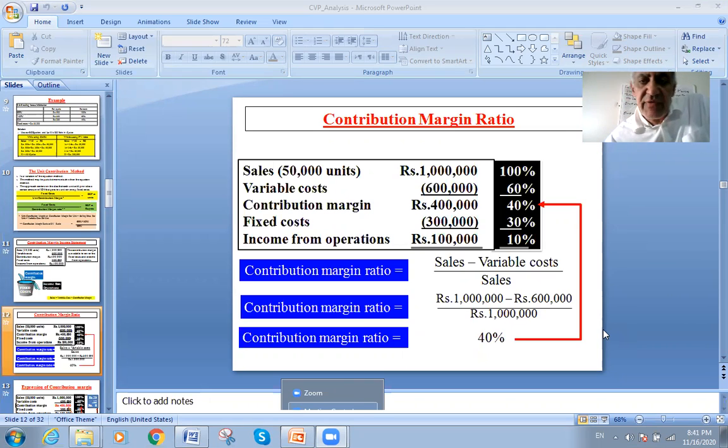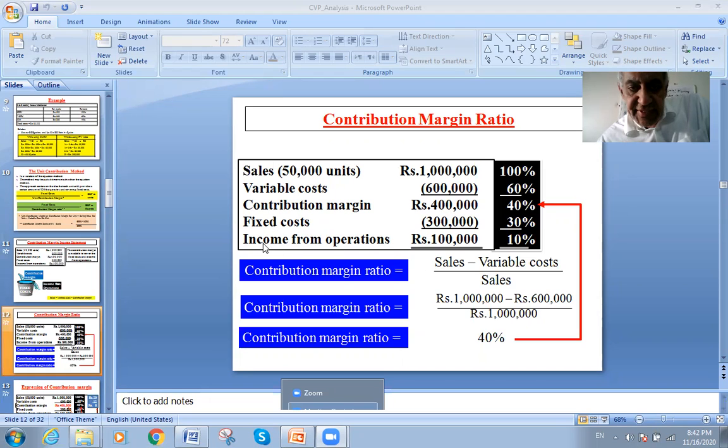If I gave you as an example sales of 50,000 units that will make, in rupees or whatever, 1 million rupees, and variable costs of 600,000 rupees, then you will get the contribution margin. This is not the profit margin, this is the contribution, because the sales here are for the whole units, not for one unit. So this will be 1 million minus 600,000, and the contribution margin will be $400,000. The fixed costs are 300,000.